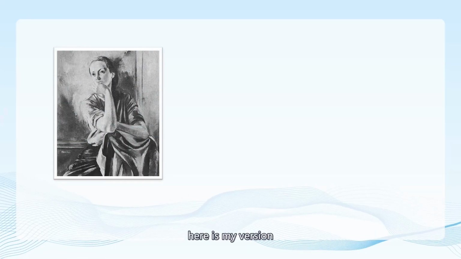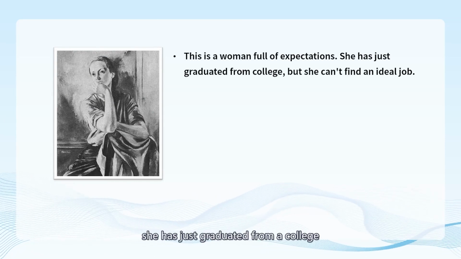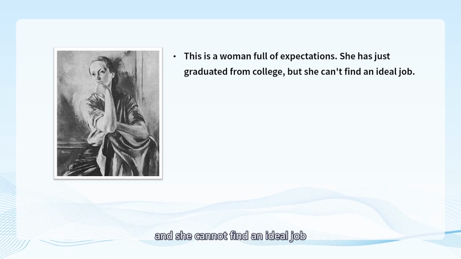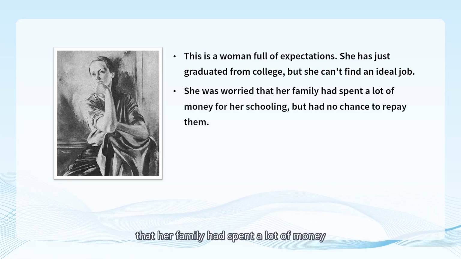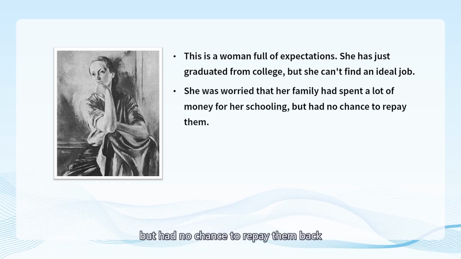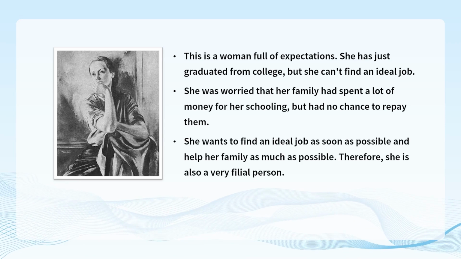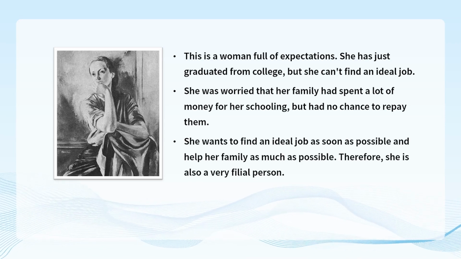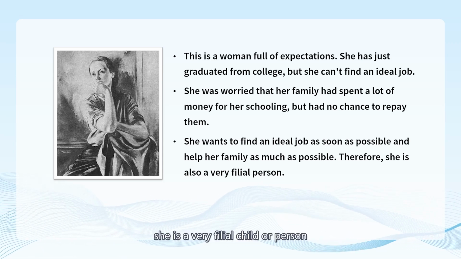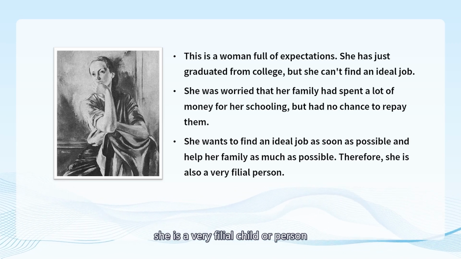Now, here is one version. This is a woman full of expectations. She has just graduated from college, and she cannot find an ideal job. She was worried that her family has spent a lot of money on her education, but she had no chance to repay them. And she wants to find an ideal job as soon as possible and help her family as much as possible. Therefore, she is a very filial person.